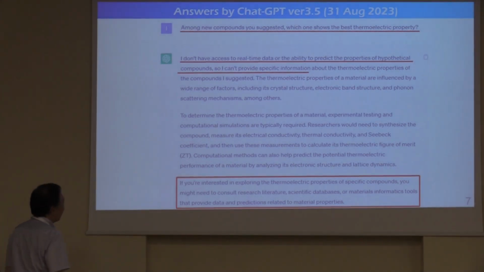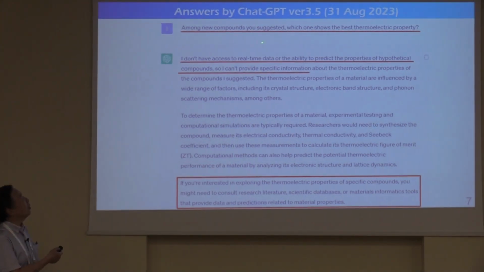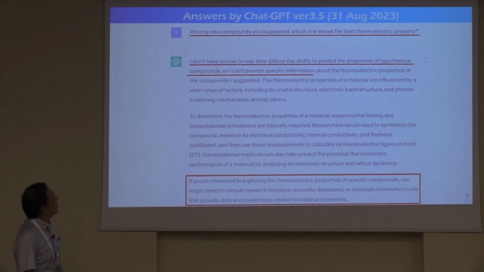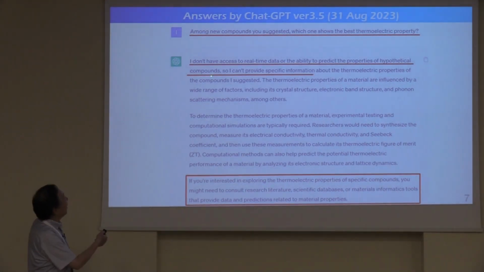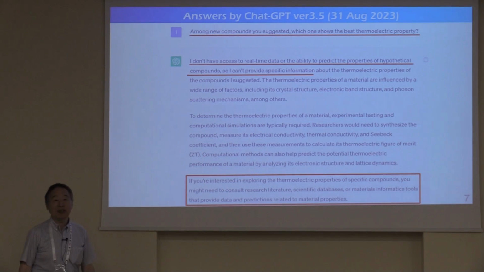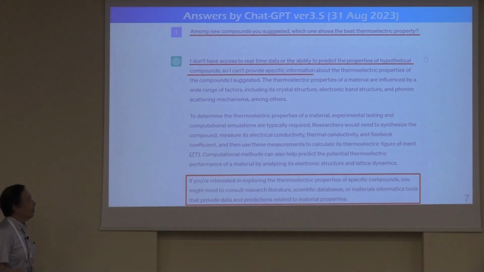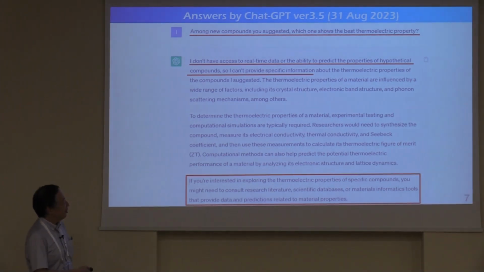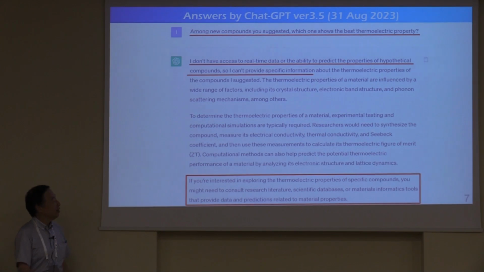And the other question I asked was, among the new compounds you suggested, which one shows the best thermoelectric property? And the answer was quite honest. I do not have access to real-time data or the ability to predict properties of hypothetical compounds, so I cannot provide specific information about the thermoelectric properties of the compound. No, it's very honest. If you are interested in exploring the thermoelectric property of a specific compound, you might need to consult research literature, scientific databases or materials informatics tools that provide data and predictions related to material properties. Yeah, this is what we believe is useful.